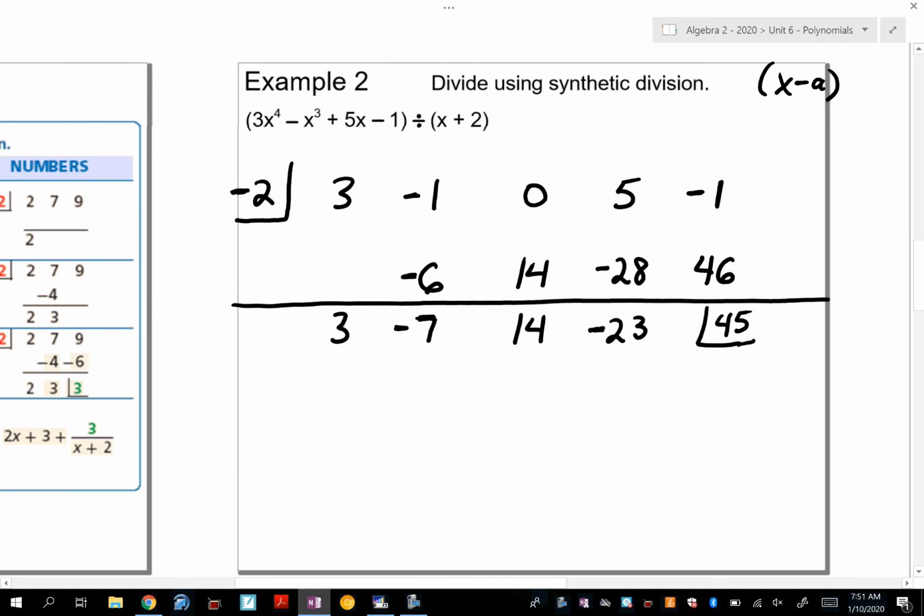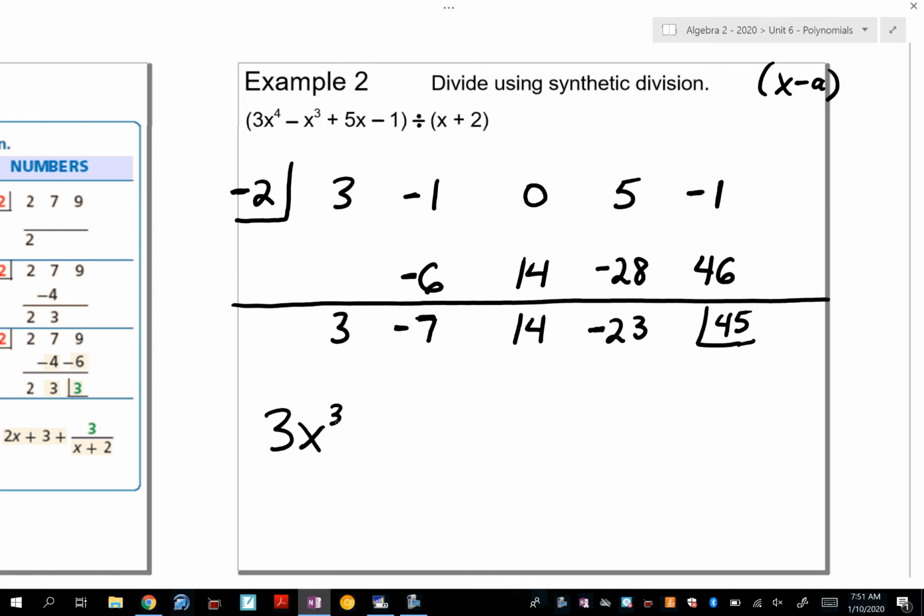What did the dividend start with in terms of its exponent? To the fourth power. So my answer is always going to start with 1 degree less. So my answer is going to start with x to the third power. What's this number at the beginning? 3. So I'm going to start with 3x cubed. Now, it's just a coincidence that the coefficient and the degree are the same. That won't always be the case.